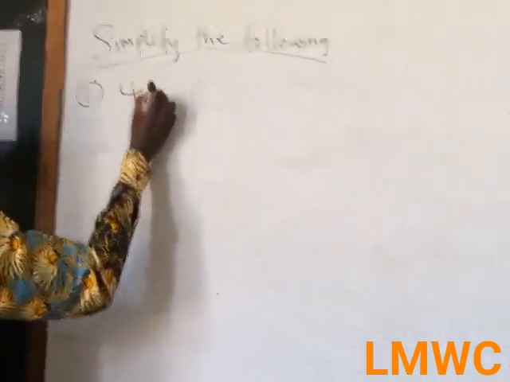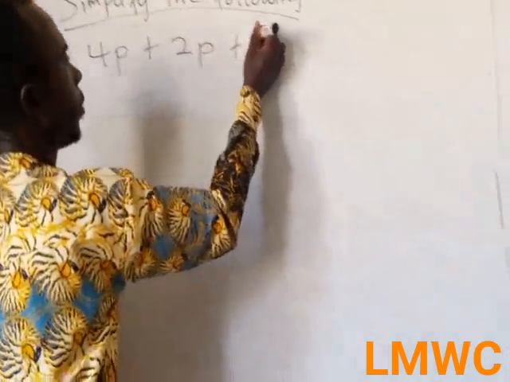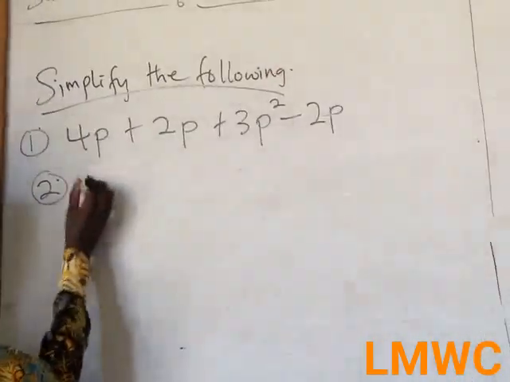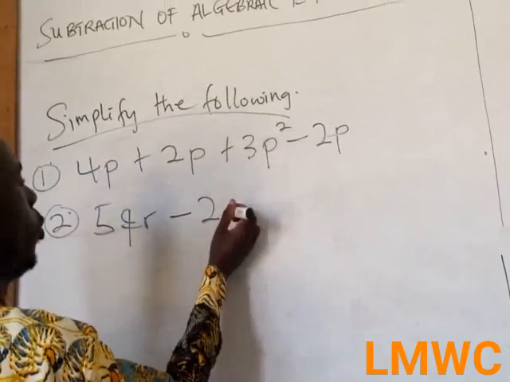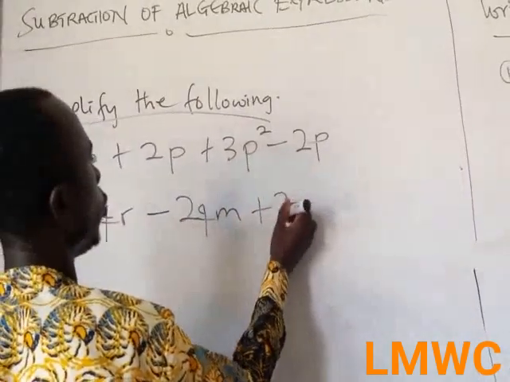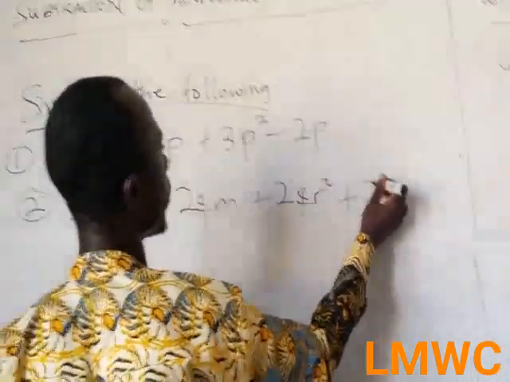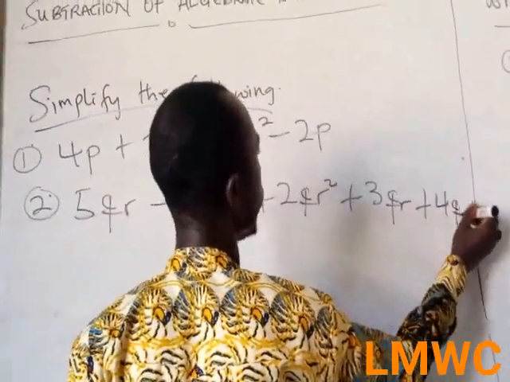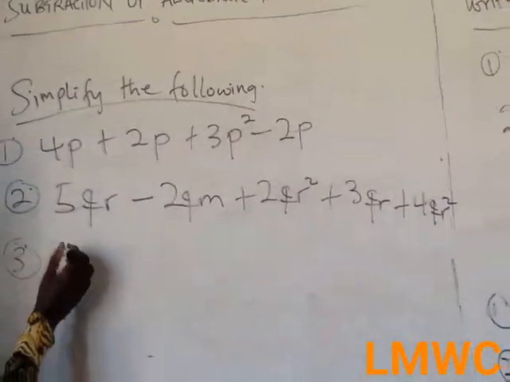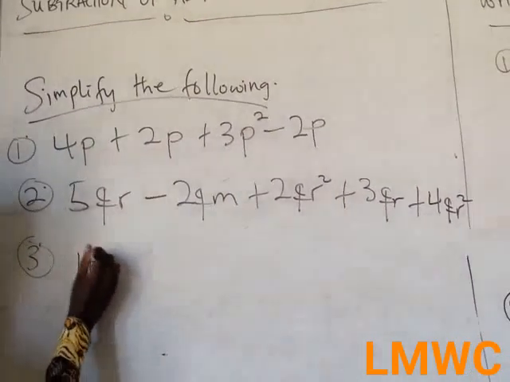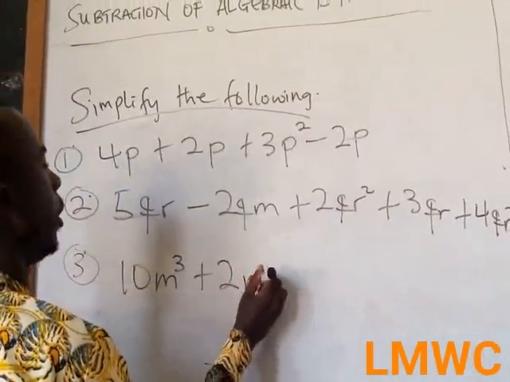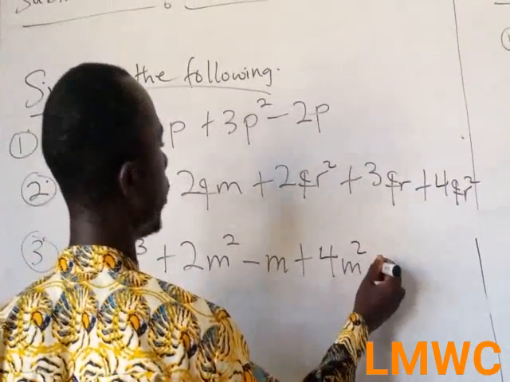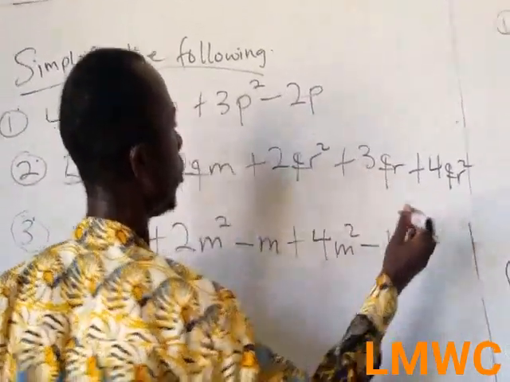1. 4p plus 2p plus 3p squared minus 2p. 2. 5qr minus 2qn plus 2qr squared plus 3qr plus 4qr squared. 3. 10n cubed plus 2n squared minus n plus 4n squared minus 4n cubed.